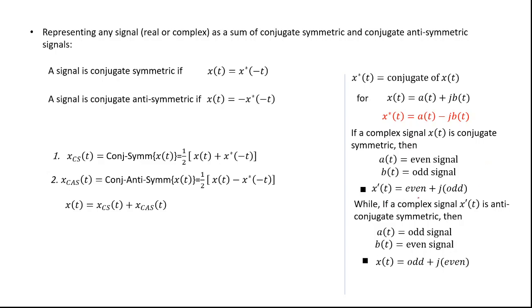So, if a complex signal is represented in this way as a sum of an even and an odd signal in which the imaginary part is an odd signal, then the signal is a conjugate symmetric signal. The other way around, if the signal is represented such that the real part is an odd signal and the imaginary part is an even signal, then the signal is termed as conjugate antisymmetric.